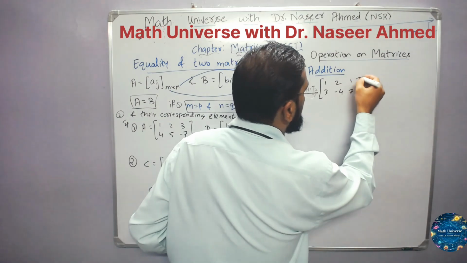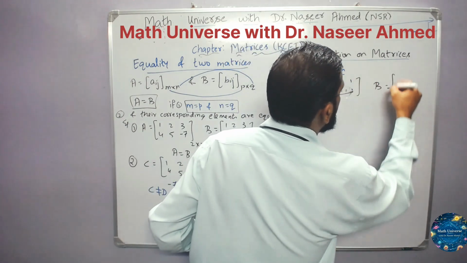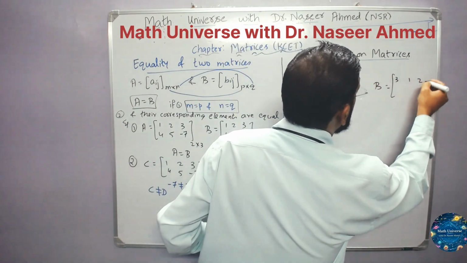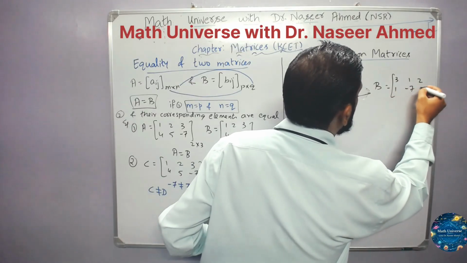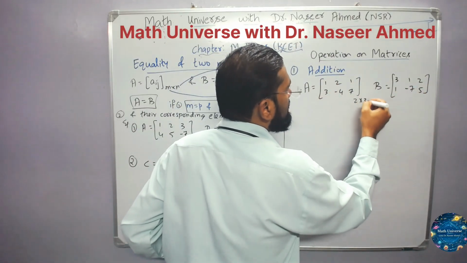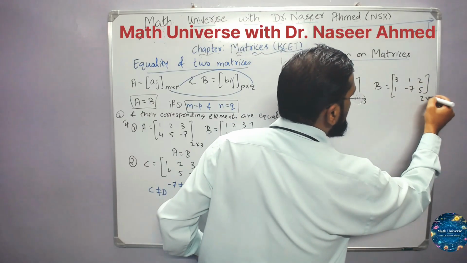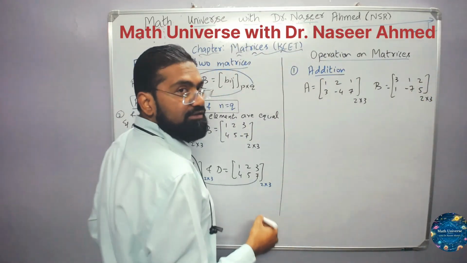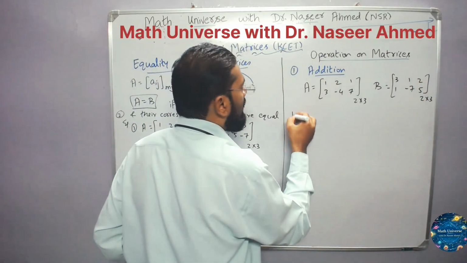and 1 here, 7 here. And I have got a matrix B here, 3, 1, 2, and 1, minus 7, 5. See the order of this, 2 rows and 3 columns, so 2 by 3. And here 2 rows and 3 columns, so 2 by 3. Okay, 2 cross 3 or 2 by 3, that's how we pronounce. So addition A plus B.